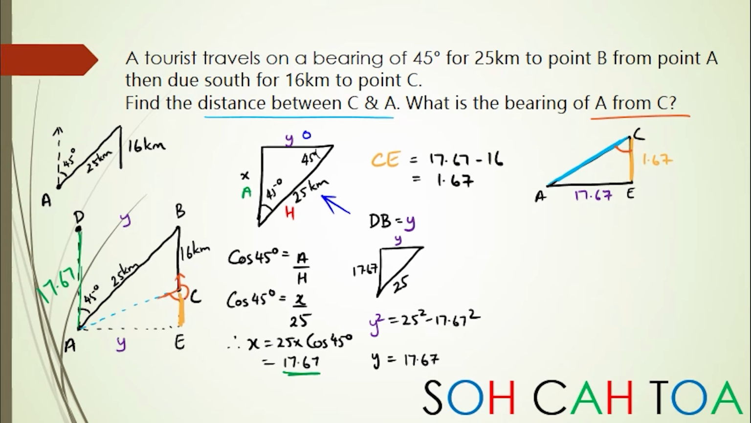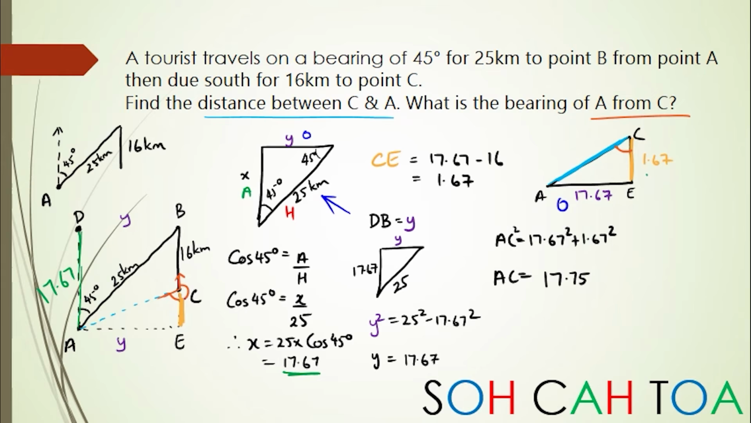So first work out AC. AC squared equals 17.67 squared plus 1.67 squared. I'm using Pythagoras for it, guys. So 17.67 squared plus 1.67 squared, and then I get the distance of 17.75.